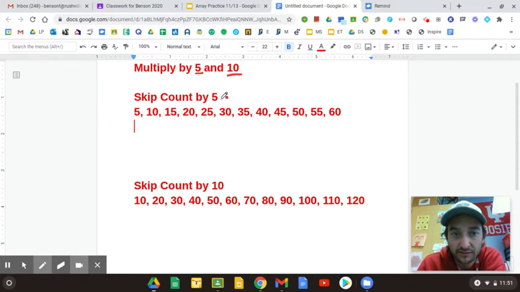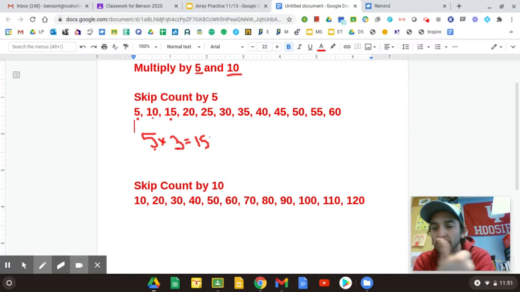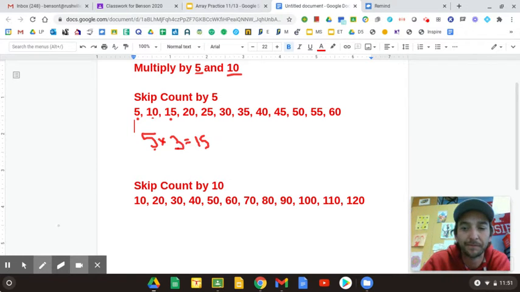So skip count by 5s is 5, 10, 15, 20, 25, 30, 35, 40, 45, 50, 55, 60. That's really as far as we need to go for the multiplication today. So let's say you have 5 times 3. So in your head, you're thinking skip count by 5s 3 times. So you're going to go 5, 10, 15. Stop. What I like to do is put my fingers up. 5, 10, 15. 3 got me to 15.